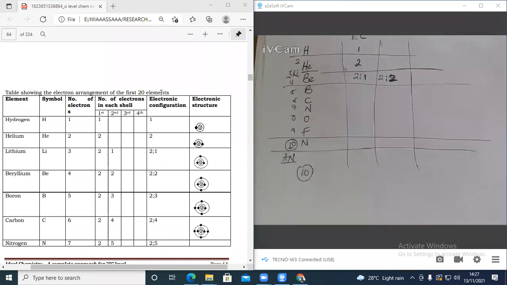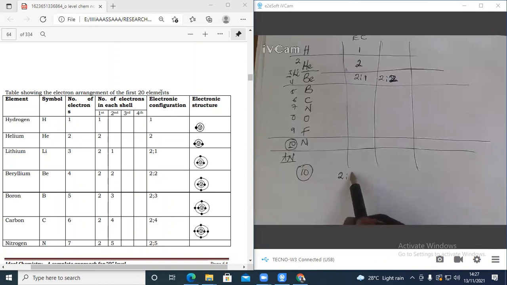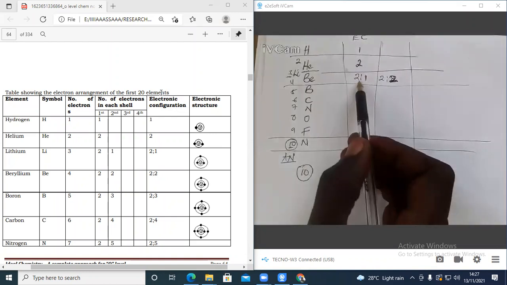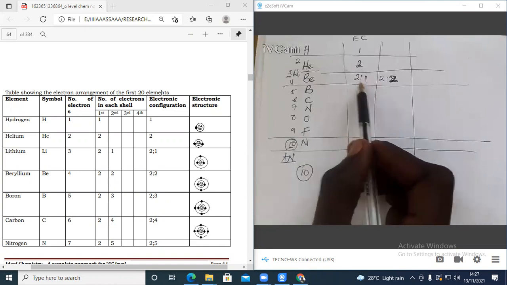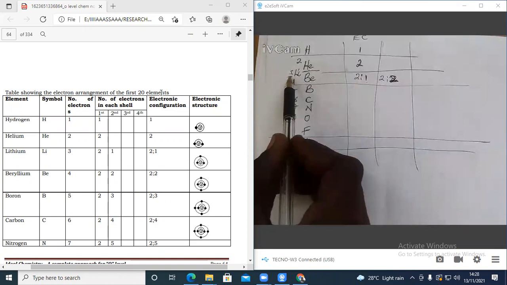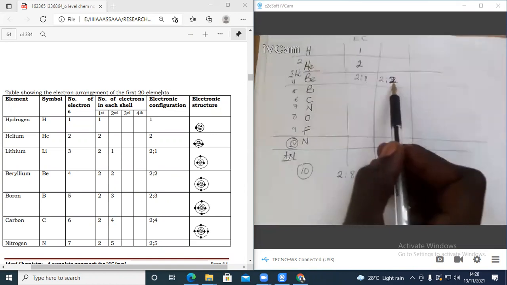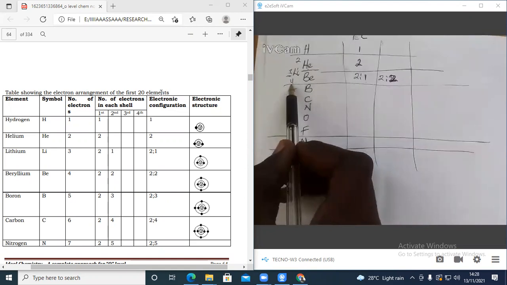Remember, you are following the number of shells. If the first shell accommodates 2, the second shell accommodates 8. You see this is 2 plus 1. What do you get? 2 plus 1, you get 3. Isn't it the number of lithium? Then 2 plus 2, you get 4. Isn't it the number of beryllium?